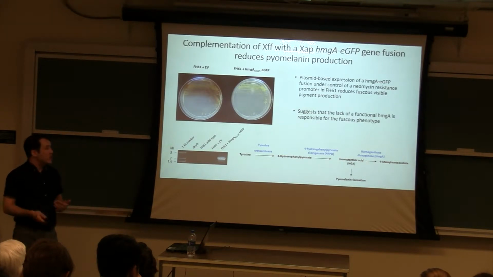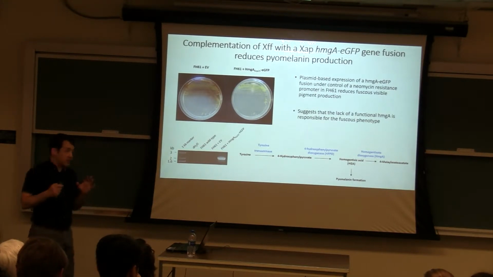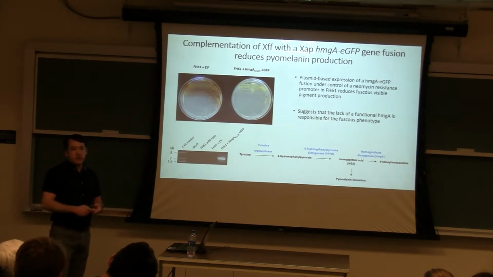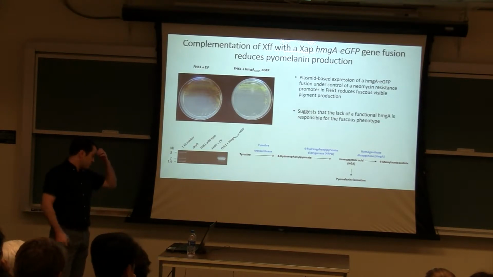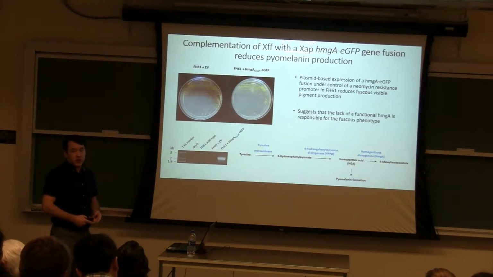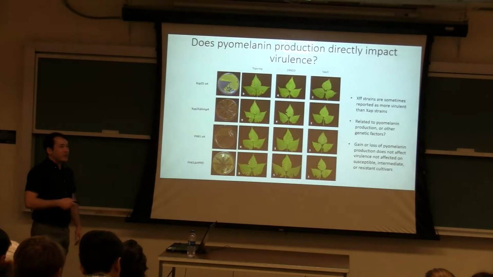So all this together really suggests that it's the loss of function of HMGA that's responsible for this Fuscans phenotype, right? It's a brown pigment, a melanin. All of the Fuscans strains have this mutation, right? Putting a functional version of this gene in Fuscans eliminates the brown pigment phenotype, right? Generating a similar mutation in Phaseolicola confers that phenotype. So that's pretty cool, right?